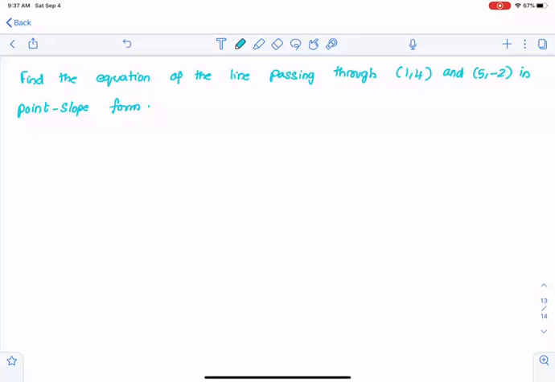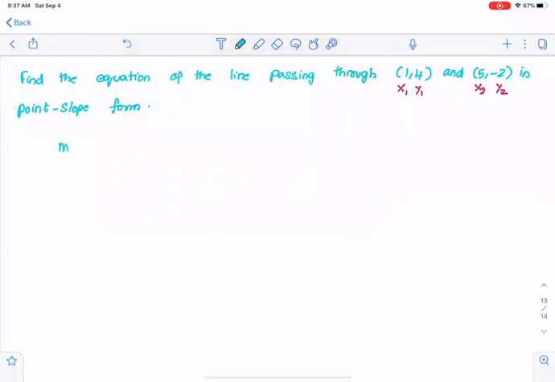we have 2 points. We don't have the slope. So the problem wants us to write it in point slope form. The way to do it is, since we have 2 points, we could always find the slope. So let's start with the slope. So x1, y1, x2, y2.